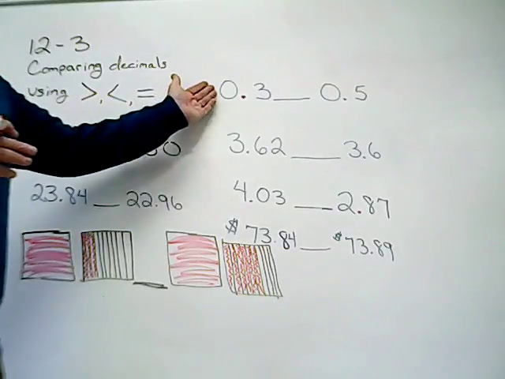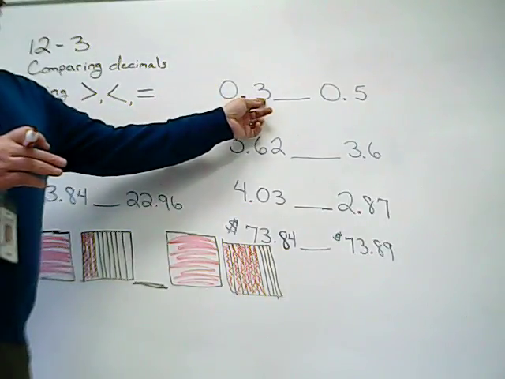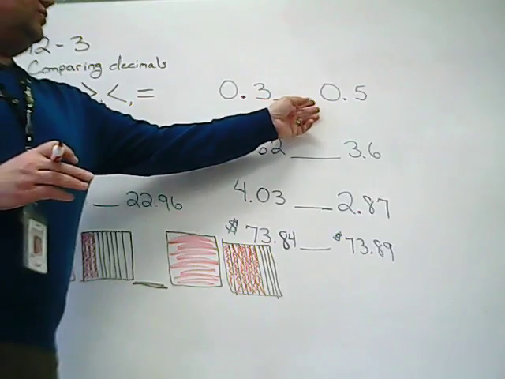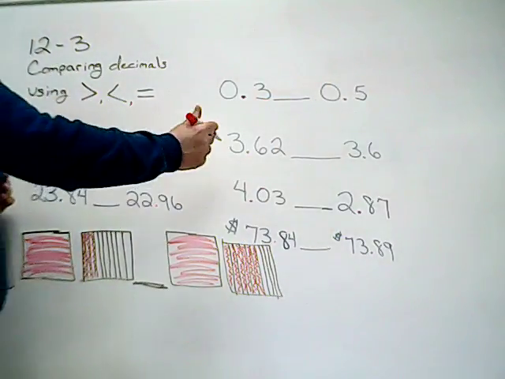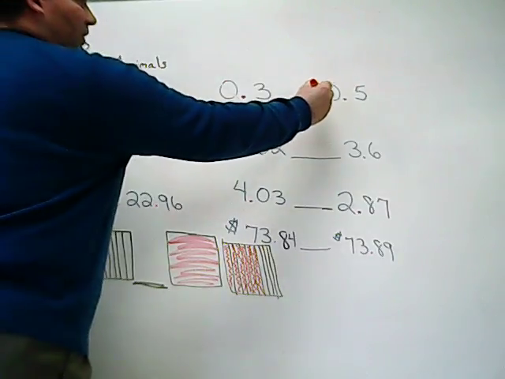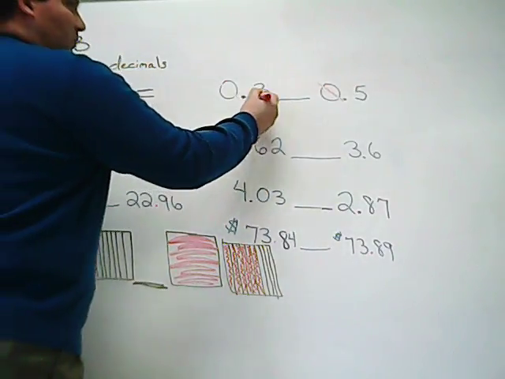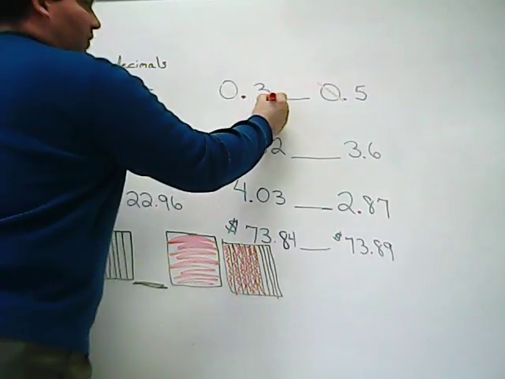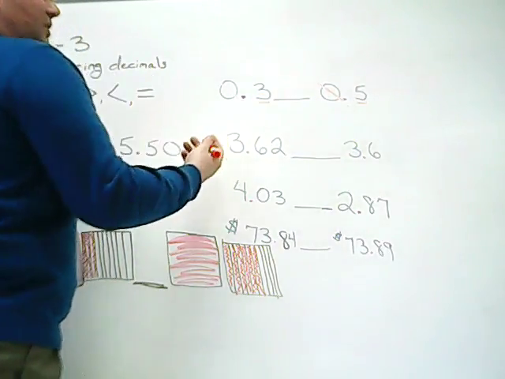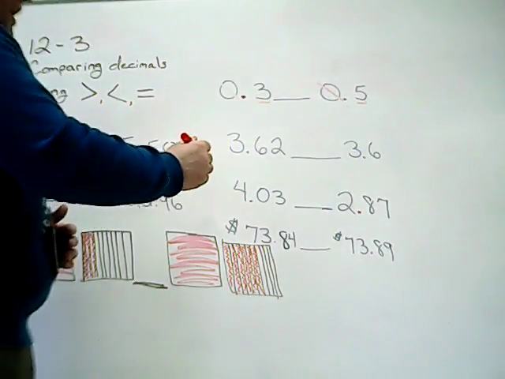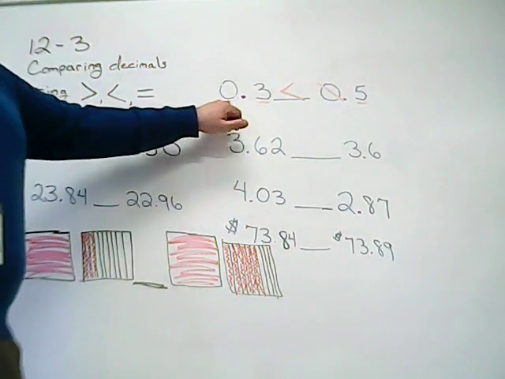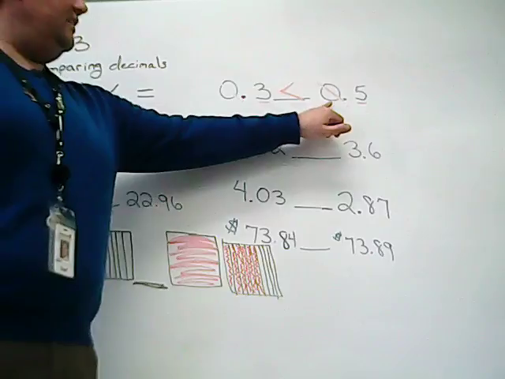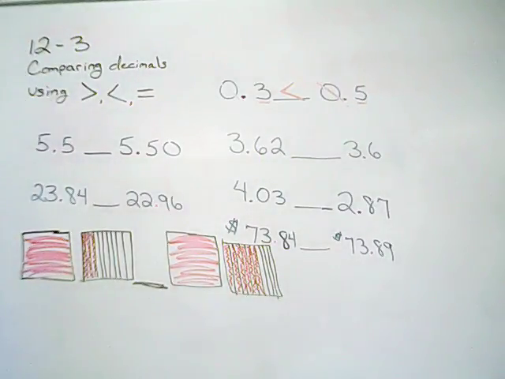We'll start here with 0 and 3/10. Is that greater than, less than, or equal to 0 and 5/10? Pretty simple to look at. They both have a 0 in their ones place, decimal points, and then I have a 3 in my tenths place and a 5 in this tenths place, and we all know that 5 is greater than 3. So I can say 3/10 is less than 5/10.